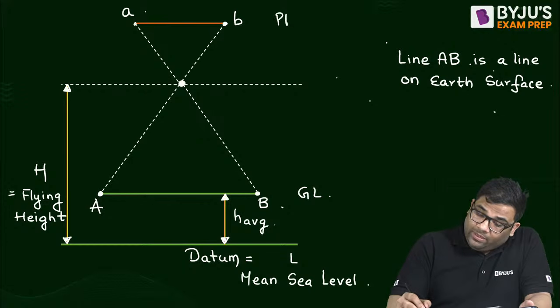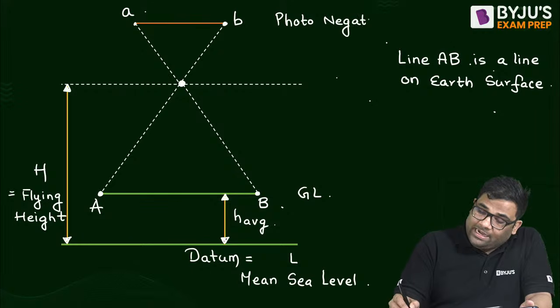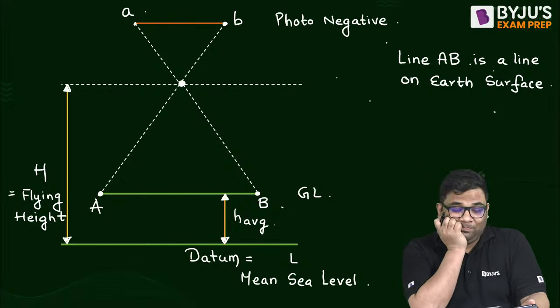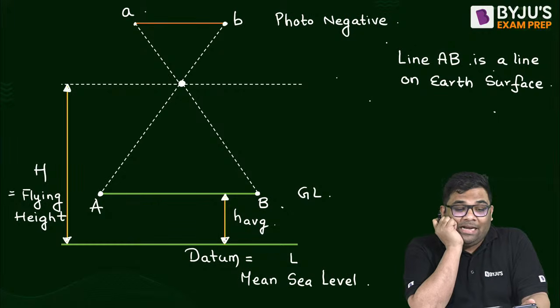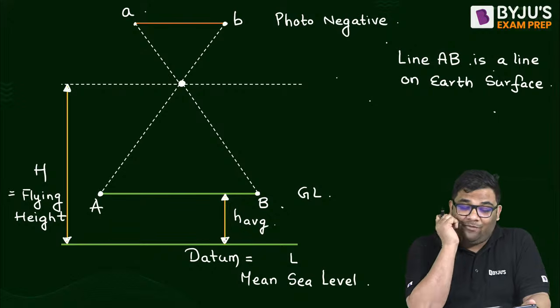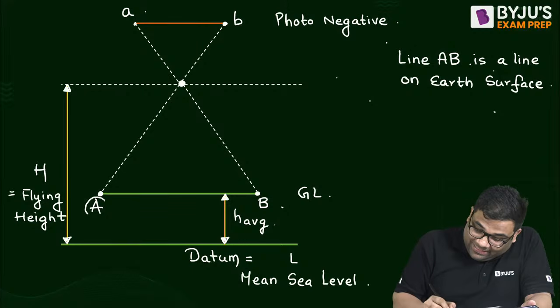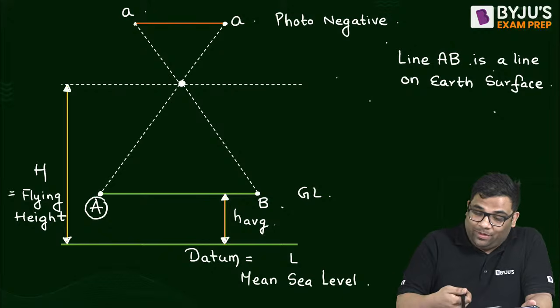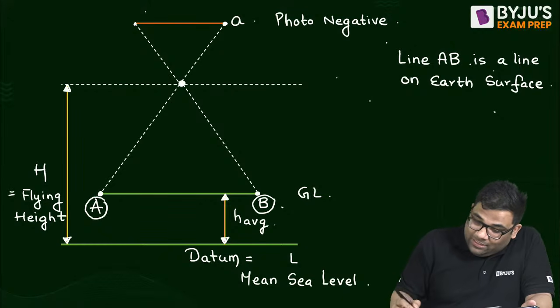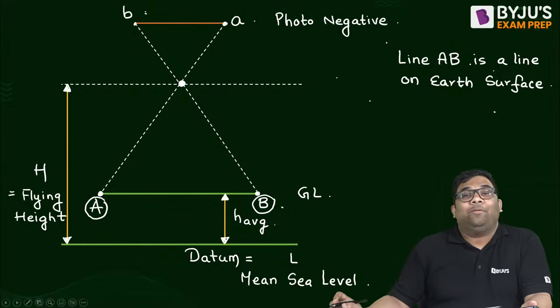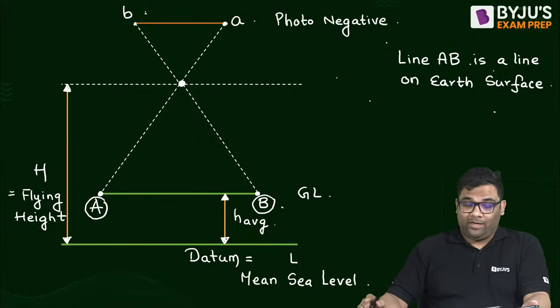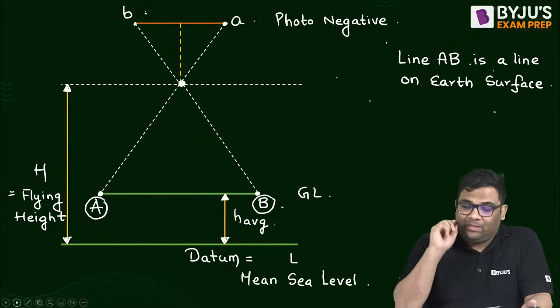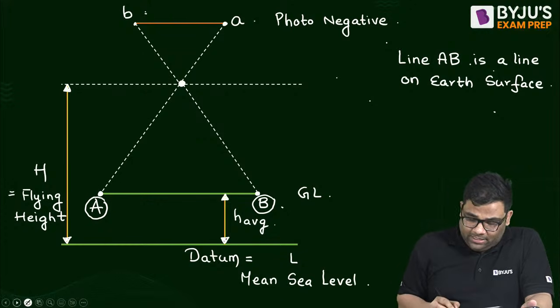This is the photo negative. I have made some mistake. Can anybody identify what the mistake is? Yeah, very good. You see, this is A, so this should be the small a. And this is B, so this will be the small b. Understood? Very good.